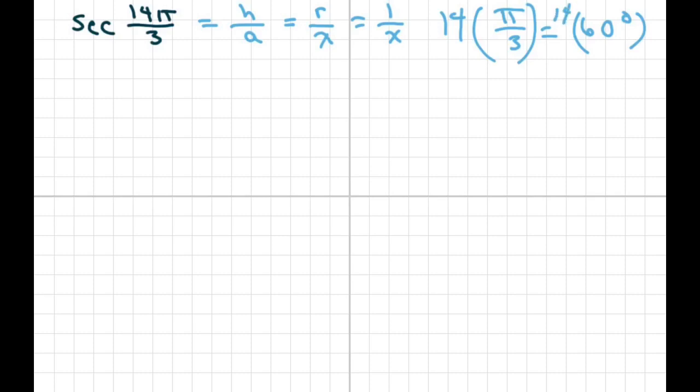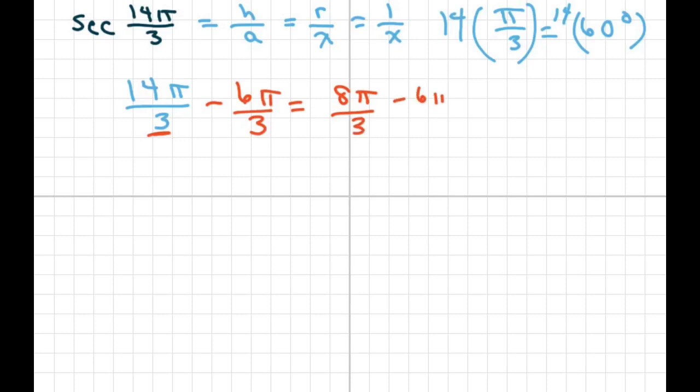14 pi over 3. So I'm going to make a coterminal angle. You don't have to draw the angles, we just have to find it. So I'm going to keep subtracting 2 pi. And 2 pi, with the common denominator, is 6 pi over 3. So when I keep subtracting, I get 14 minus 6, which is 8 pi over 3. That's still too big, so I subtract another 2 pi, 6 pi over 3, and that gives you 2 pi over 3.